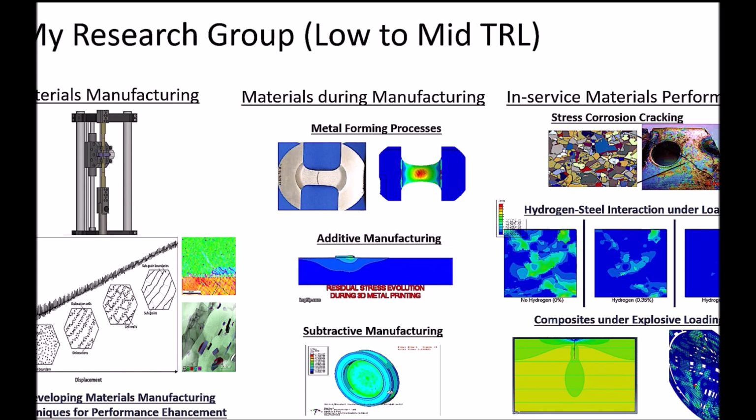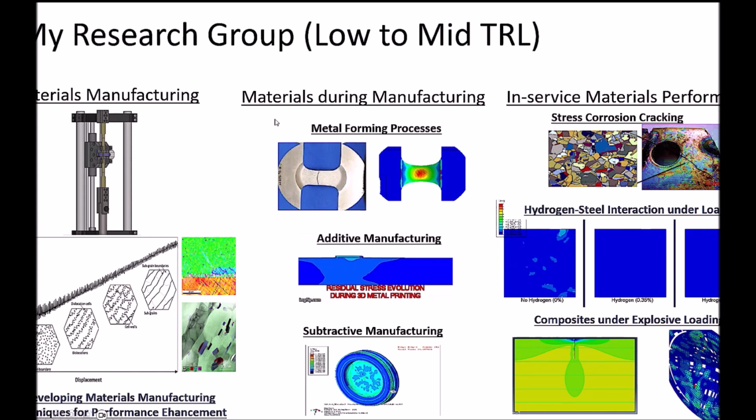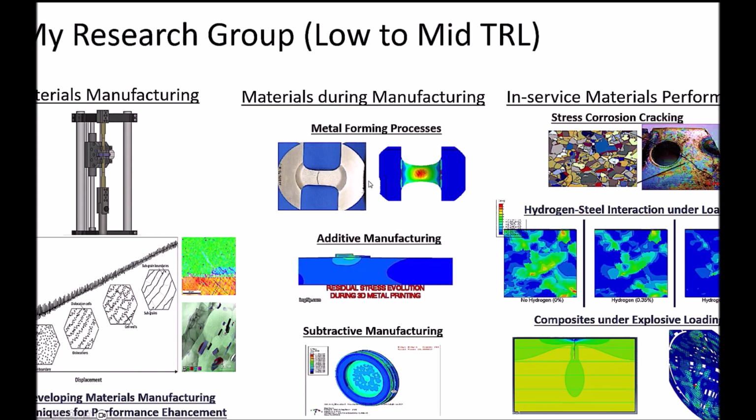So if you look at my research group's low to mid TRL, which is the technology readiness level, we basically work on materials manufacturing. So we develop different types of manufacturing processes, and the idea is basically to enhance the performance of those products which we are making. We also do a lot of work on materials during manufacturing. So when we manufacture a component using different materials, how that material is going to behave, what will be their final properties, and how will they perform, right? So we do a lot of work on metal forming, as you see here, additive manufacturing, and subtractive manufacturing, which is like machining processes.